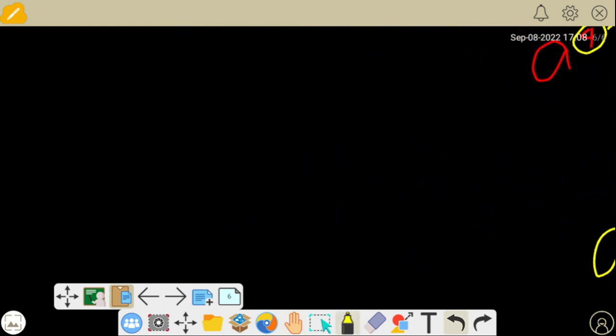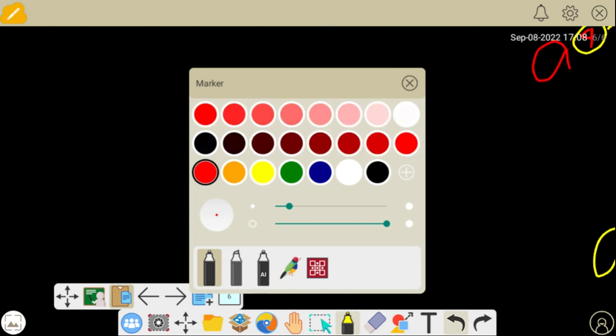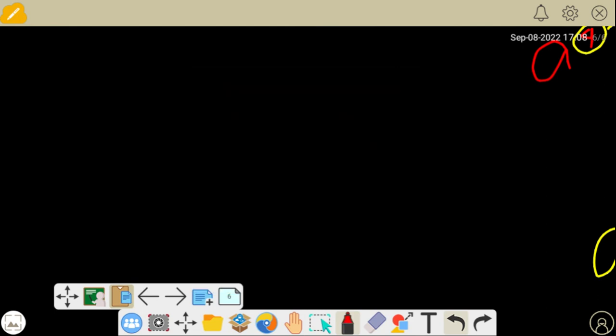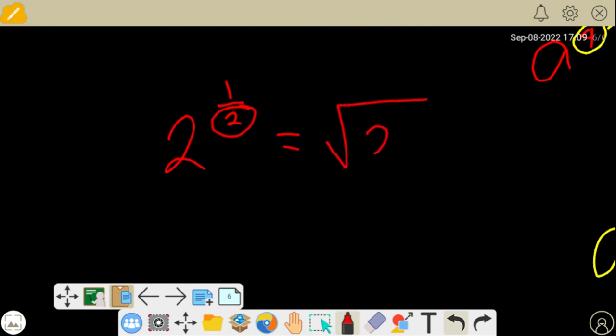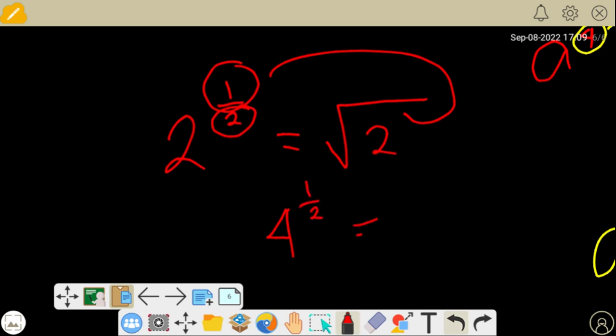Another example, we're going to use numbers. What if we have 2 raised to 1 half? This becomes, this is your index, square root of 2. The exponent is just 1. What if we have 4 raised to 1 half? This becomes square root of 4, this is your index, and this is your exponent.